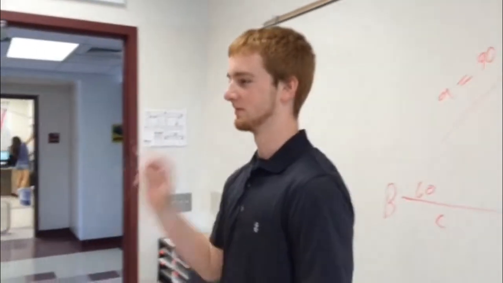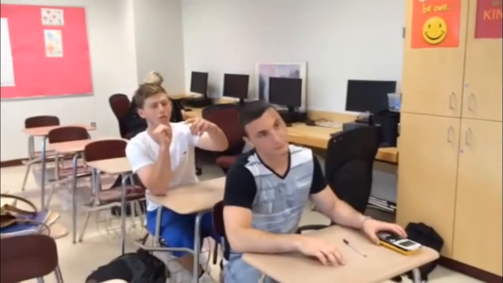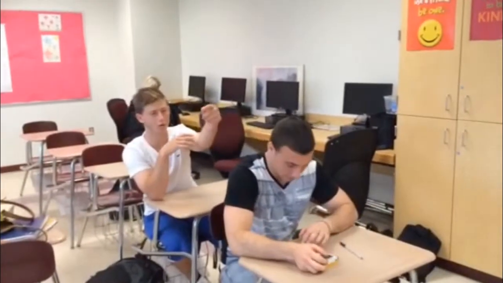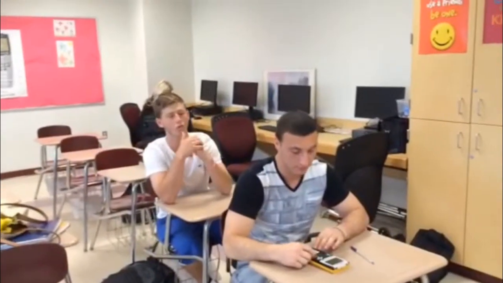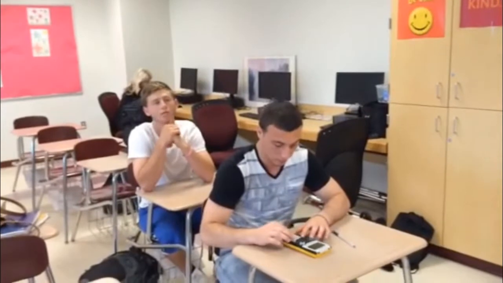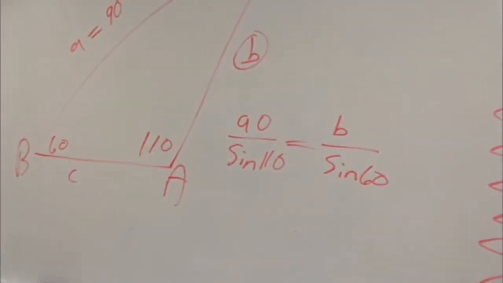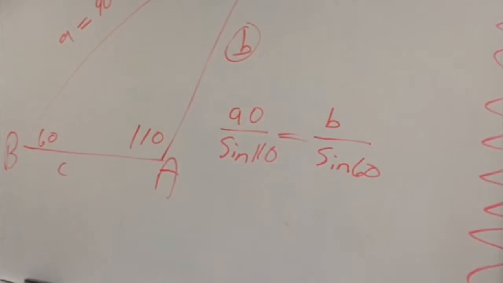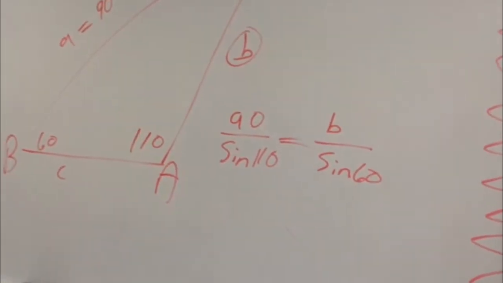Now, can anyone do that for me? I have a quick question. Yes, Margery. Can it be sine of 110 over 90 and then sine of 60 over B? Yes, you can. They're interchangeable as long as they're on the same side of the fraction. Okay, now can anyone solve for B for me? Well, I know you have to do 90 sine of 60 equals sine of 110 times B, but I don't have my calculator, so I can't do that.